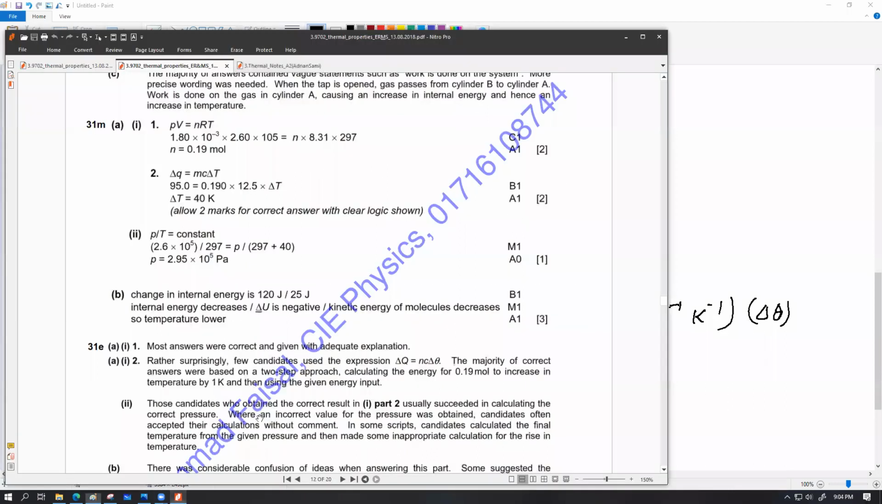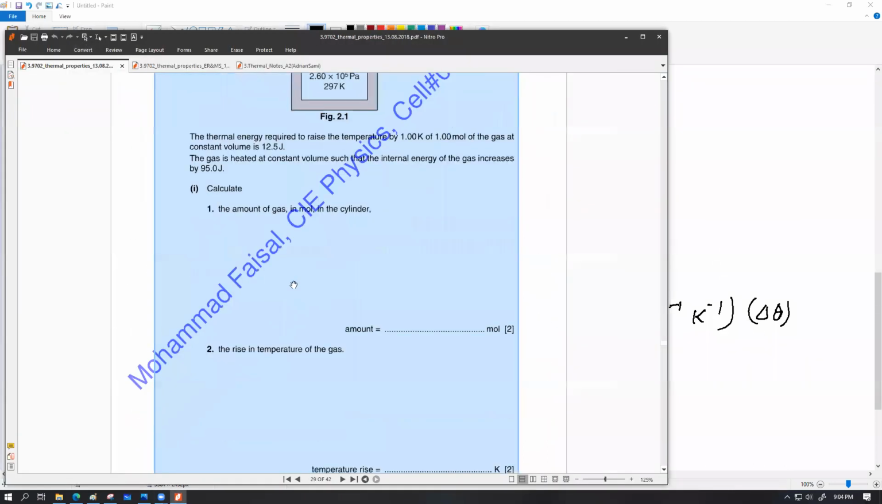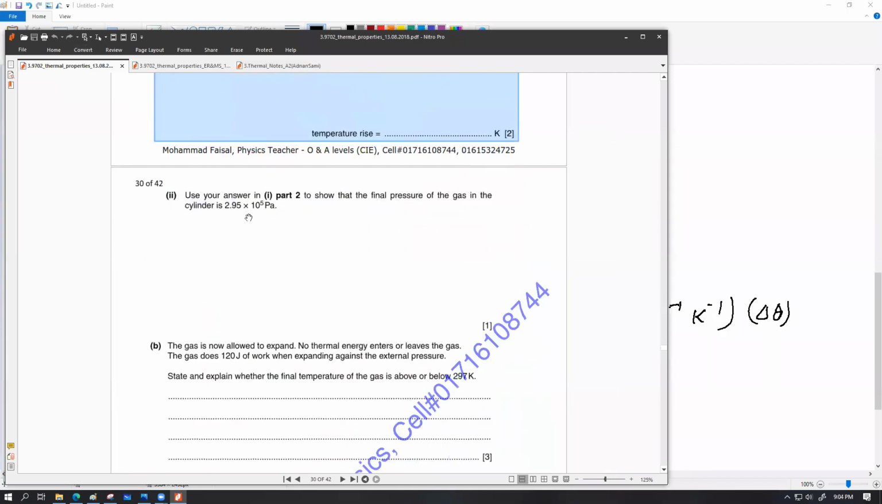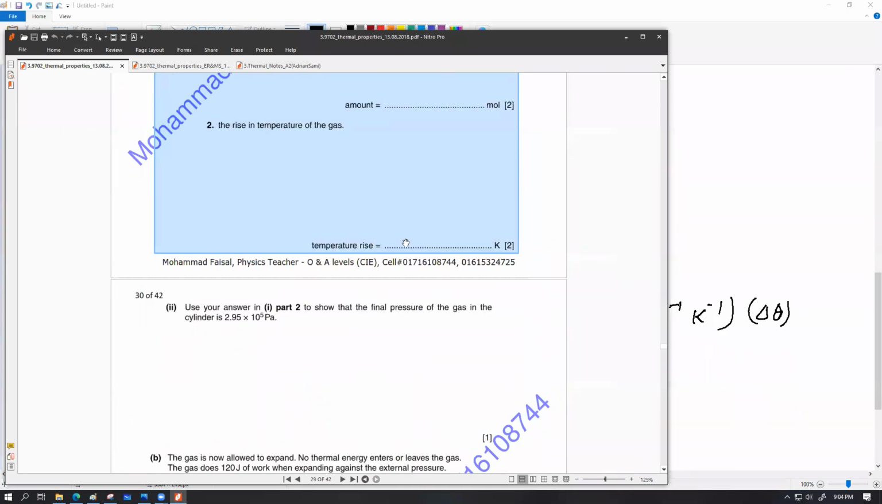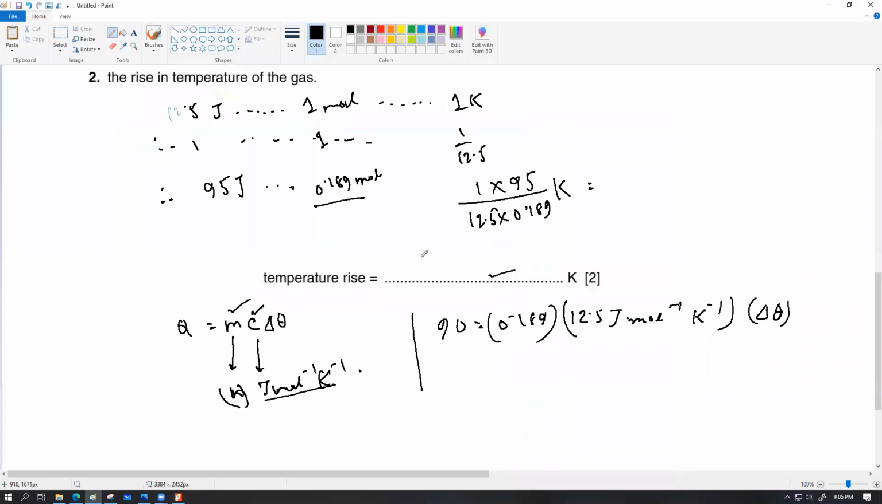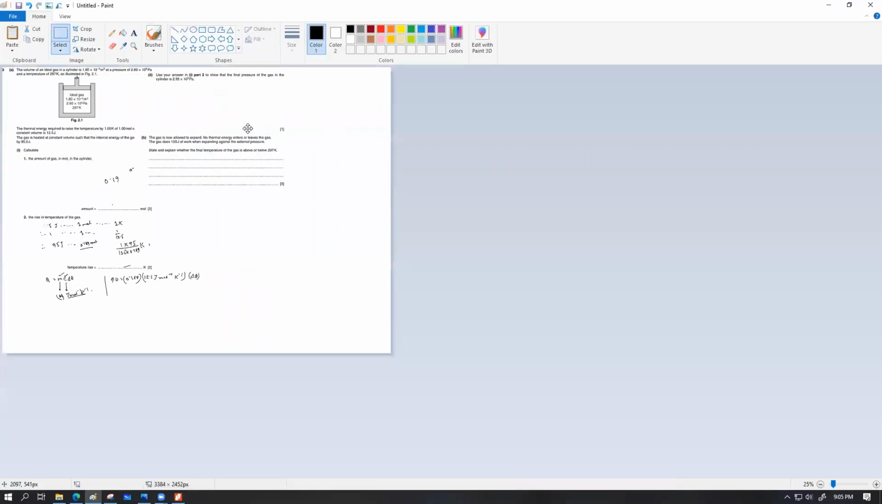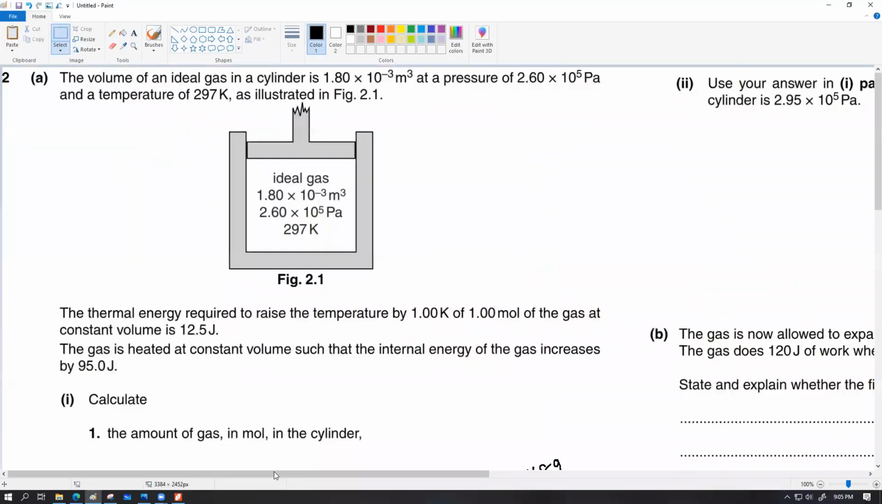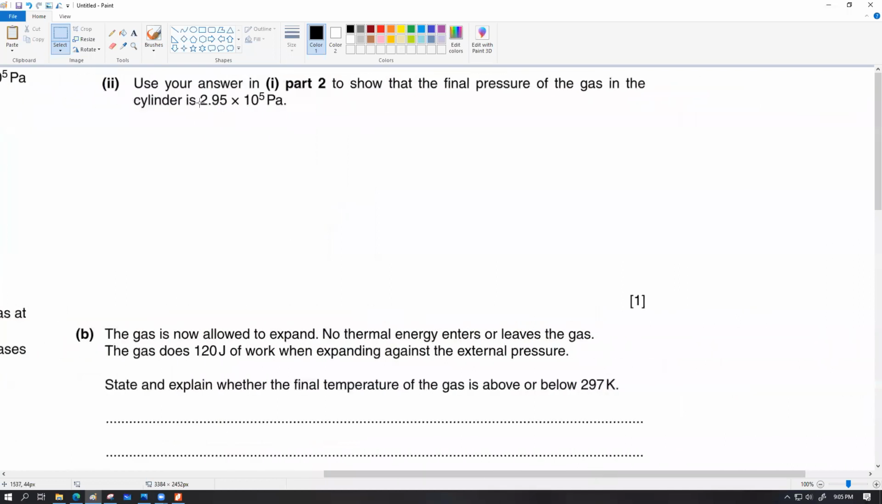আচ্ছা, এরপরে কি বলছে দেখি। এরপরে কোশ্চেনে বলছে use your answer in part 2 to show that the final pressure in the gas in the cylinder is this much pascal. Part 2 তে আমাদের টেম্পারেচার আছে, আমাদের ফাইনাল প্রেসার, and the volume তো কনস্ট্যান্ট। ভলিউম যদি কনস্ট্যান্ট হয়, আমাদের আইডিয়াল গ্যাসের ফর্মুলা কি? আইডিয়াল গ্যাসের ফর্মুলা হচ্ছে PV by T is a constant, right? PV by T is a constant.